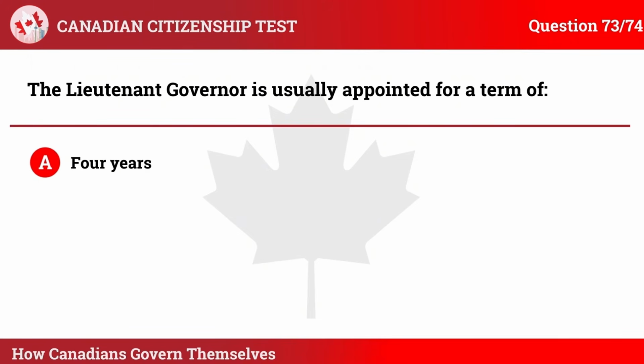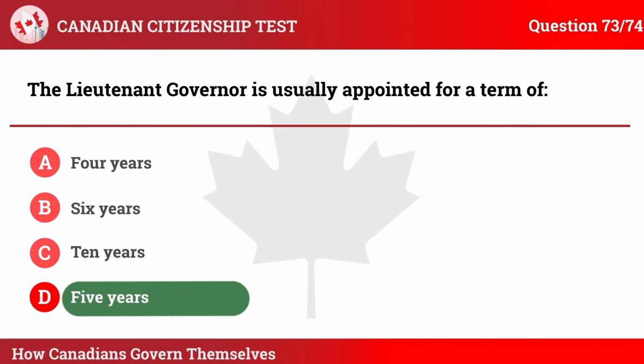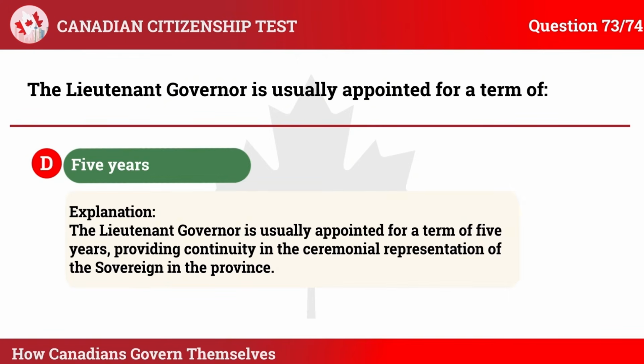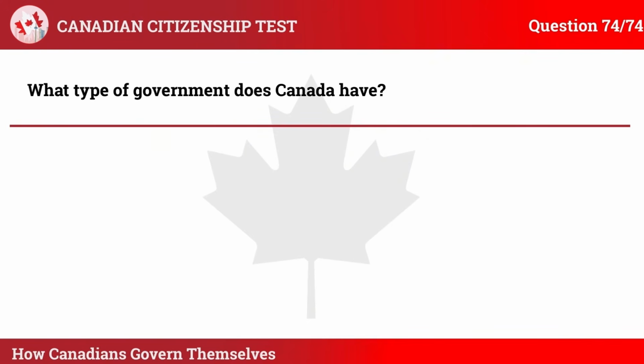A. 4 years. B. 6 years. C. 10 years. D. 5 years. The correct answer is D. 5 years. Explanation: The Lieutenant Governor is usually appointed for a term of 5 years, providing continuity in the ceremonial representation of the sovereign in the province. Question 74. What type of government does Canada have?